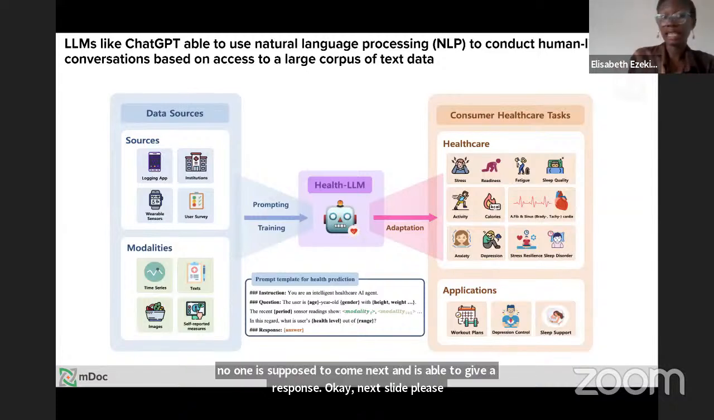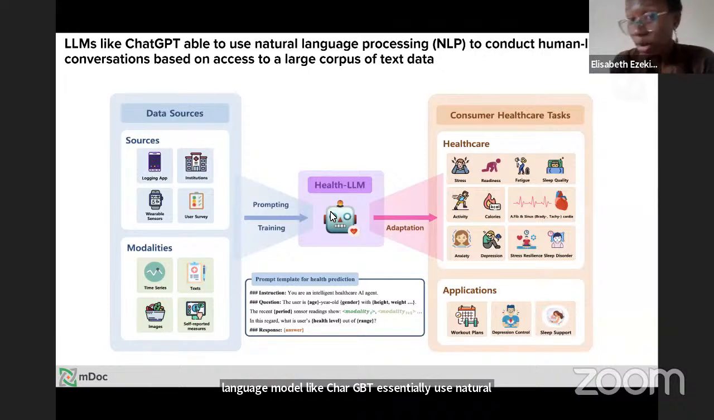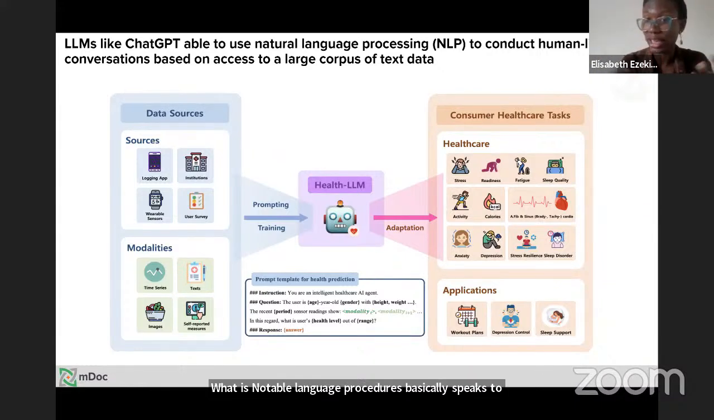So thank you so much. The next thing: large language models like ChatGPT essentially use natural language processing. What is natural language processing? Natural language processing basically speaks to the idea of human and computer interaction, the ability of a computer to understand and interpret human language in a way that is meaningful and useful. That's simply what it means.